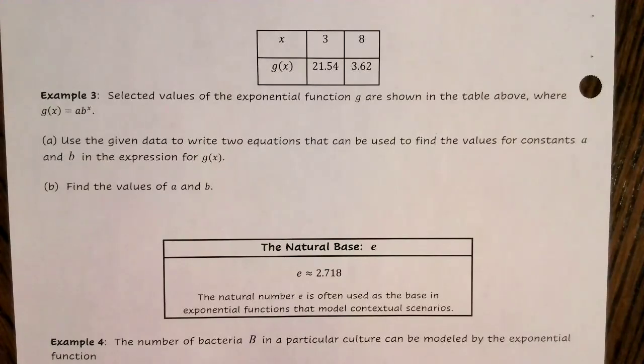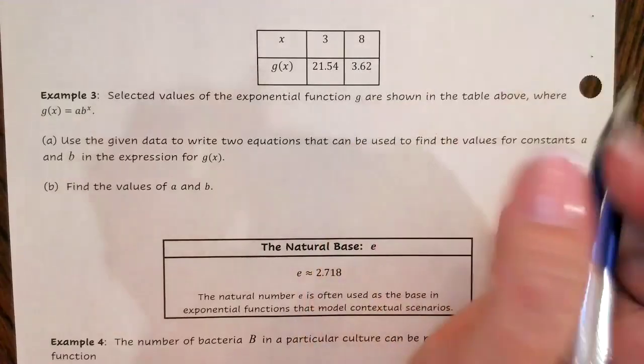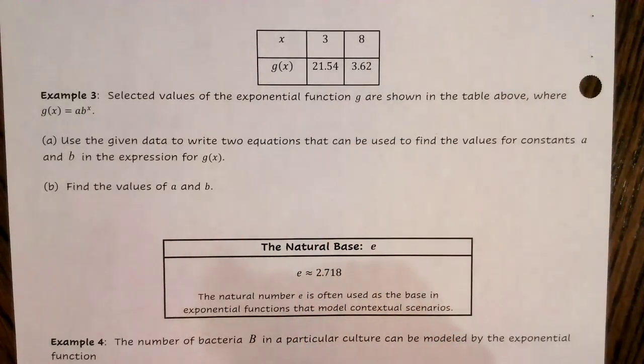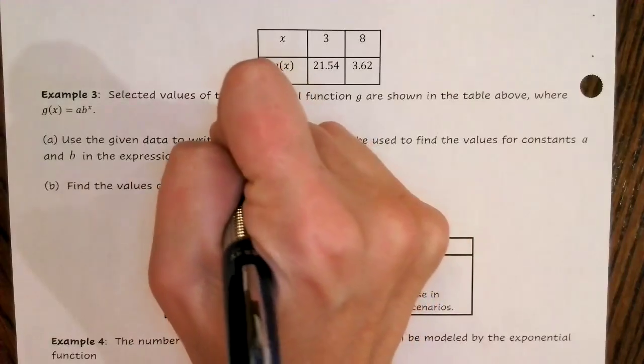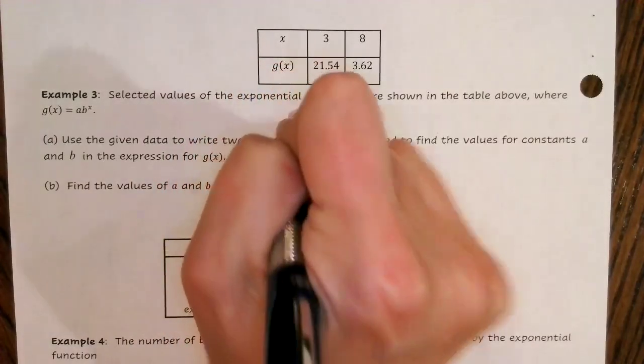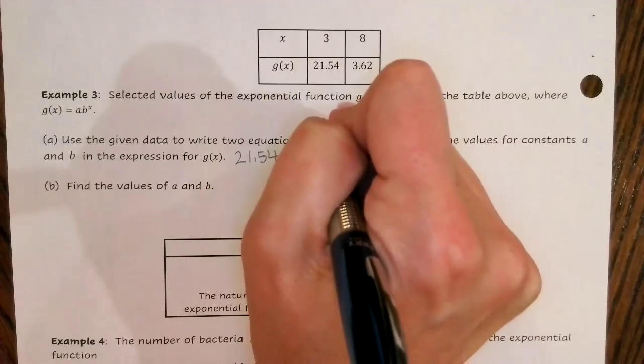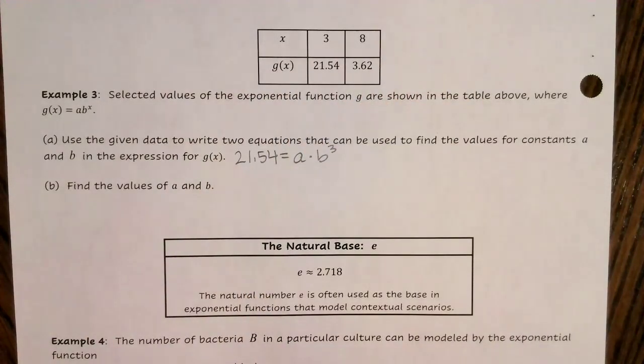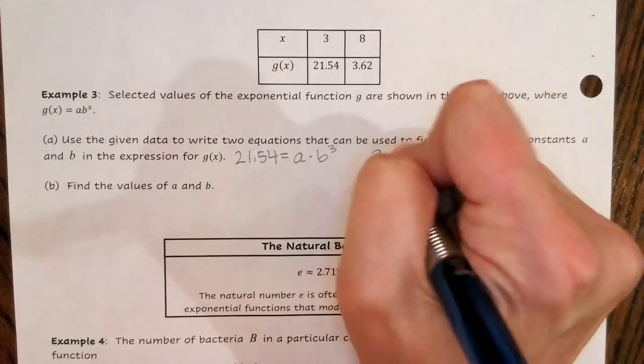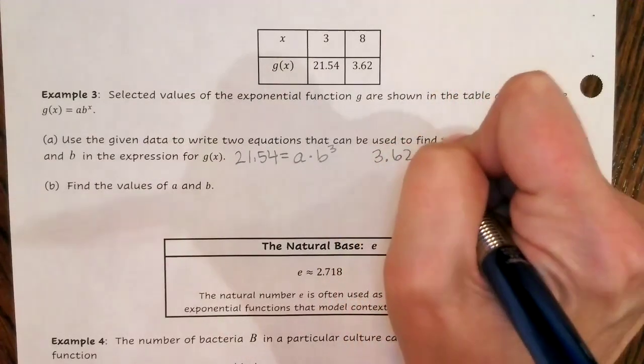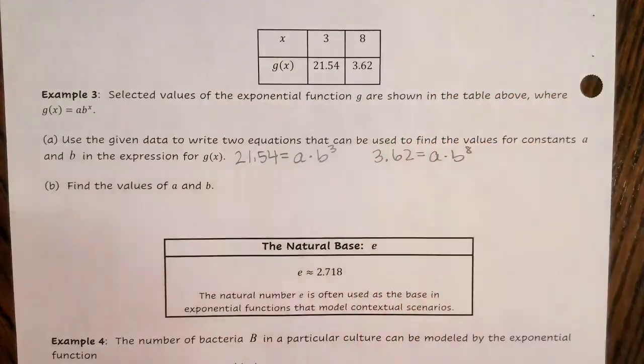So here we're looking at the same concept, except it's got a table of values instead of writing the information out in context. But the process is still the same. They have given us 2 points here. And so it says use the given data to write 2 equations. And so we would write the 21.54 is equal to a times b to the 3rd power. And then our other one would be 3.62 is equal to a times b to the 8th power. So those would be the 2 equations.